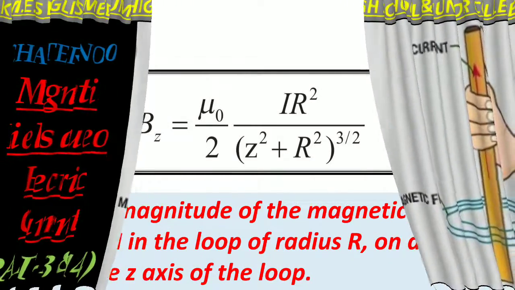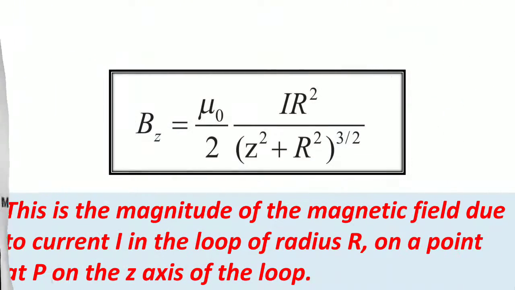As we had seen in the last video lecture, we had derived a formula for the axial magnetic field produced by a current in a circular loop, and this was the formula that we have derived. This is the magnitude of the magnetic field due to current I in the loop of radius r at a point P on the z-axis of the loop. That's why it is Bz.